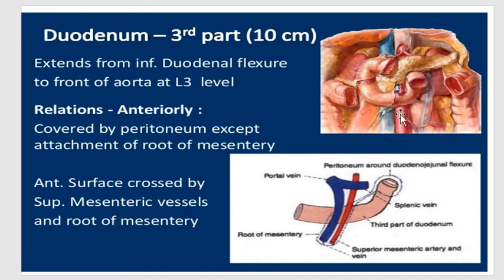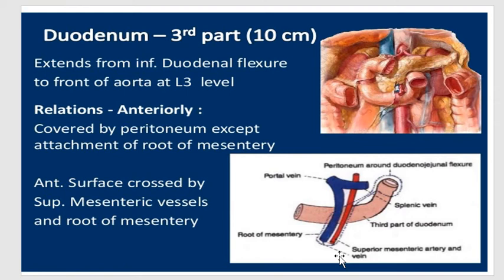Now you can see the peritoneal relations of the third part. Again, this third part is retroperitoneal, fixed to the posterior abdominal wall. Only anteriorly it is covered by the peritoneum, except in the median plane where it is related to the superior mesenteric vessels and the root of the mesentery. Very, very important relation.